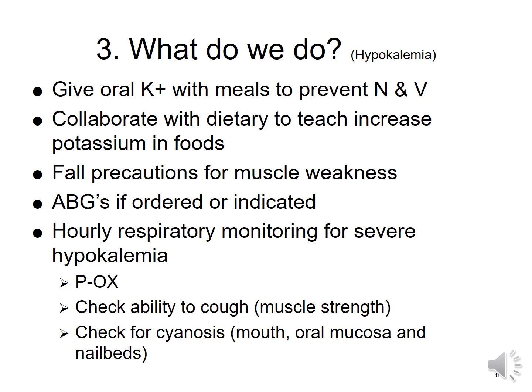So give oral potassium with meals to prevent nausea and vomiting, and we're of course going to collaborate with dietary to teach increased potassium in foods. We're going to do fall precautions for muscle weakness. We may need to do ABGs if it's ordered or indicated. We're going to do hourly respiratory monitoring for severe hypokalemia. We're going to need a pulse ox. Check their ability to cough, and this will give you an indication of their muscle strength. We're going to check for cyanosis in the mouth, the oral mucosa, and the nail beds.